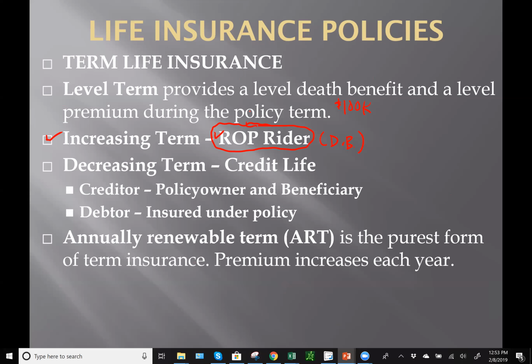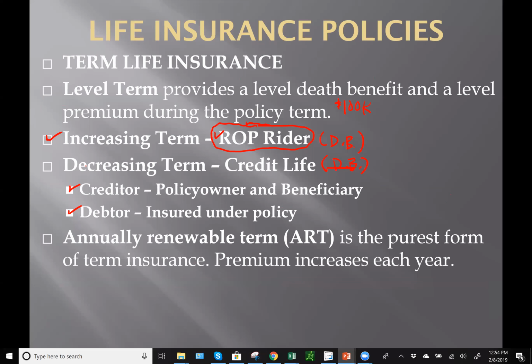Next, we have decreasing term insurance. And remember, once again, it is the death benefit that decreases in decreasing term insurance. This is also word association for your test. You need to associate decreasing term insurance with a specific type of insurance called credit life insurance. So credit life is coverage written on the life of a debtor to a creditor. Now the creditor is the policy owner and the beneficiary. The debtor is the one that's insured under the policy.